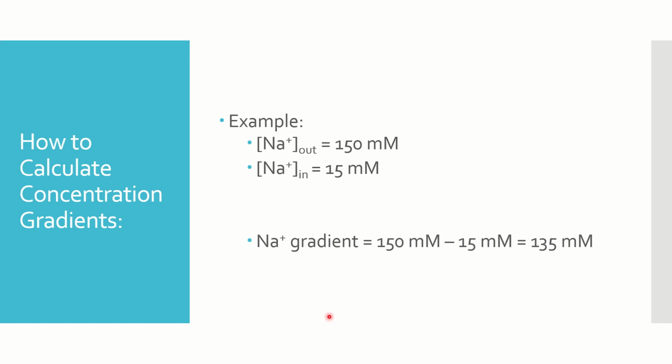So back to our example, for our gradient, we have 150 millimolar minus 15 millimolar, that's a difference of 135 millimolar. And so we're going to see movement of the sodium from areas of high concentration to areas of low concentration. That's what this means. This number doesn't give us a lot of information by itself, but what it does tell us is how the gradient is affected when these numbers change.